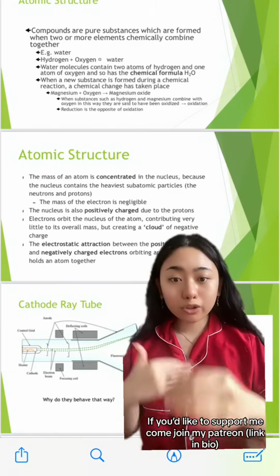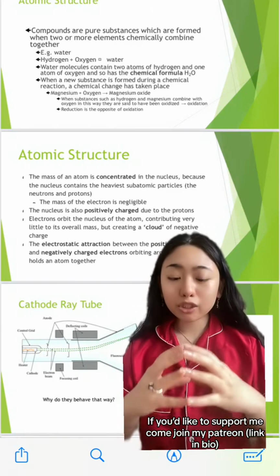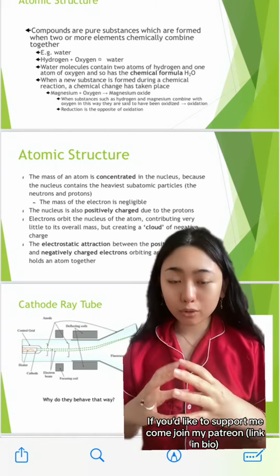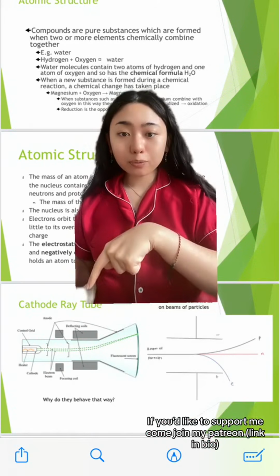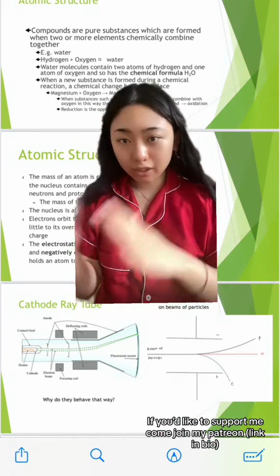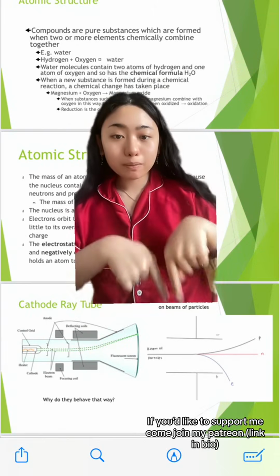For the atomic structure, you also need to know that the nucleus is in the center and the mass is concentrated in that nucleus. The electrons orbit around it. The cathode ray tube you've had before, but you've never really learned about it. Now you need to know the beam of particles.